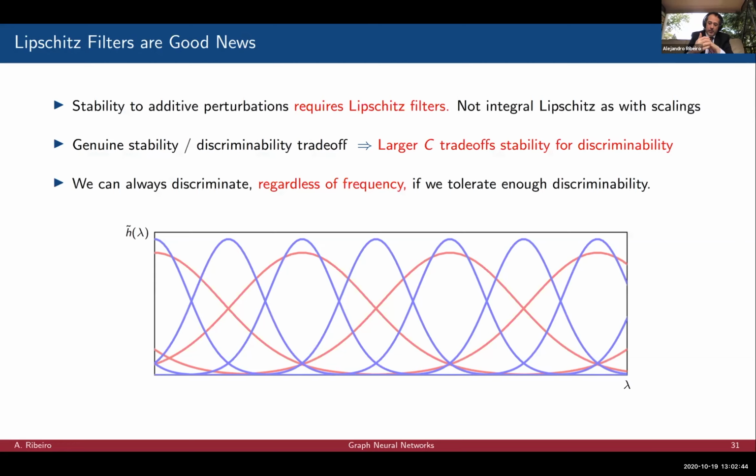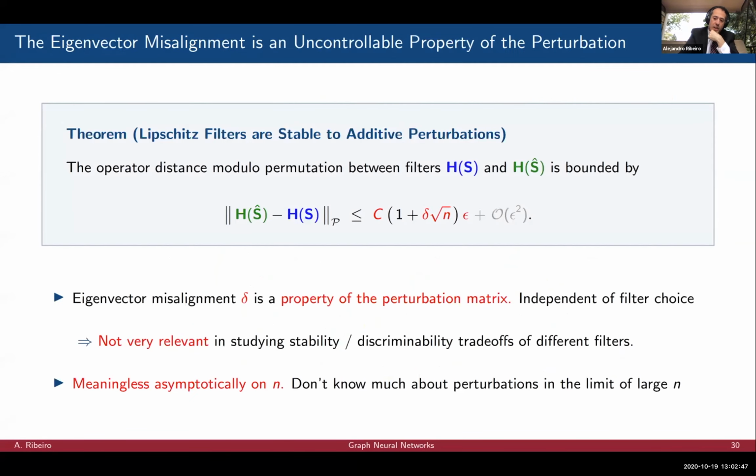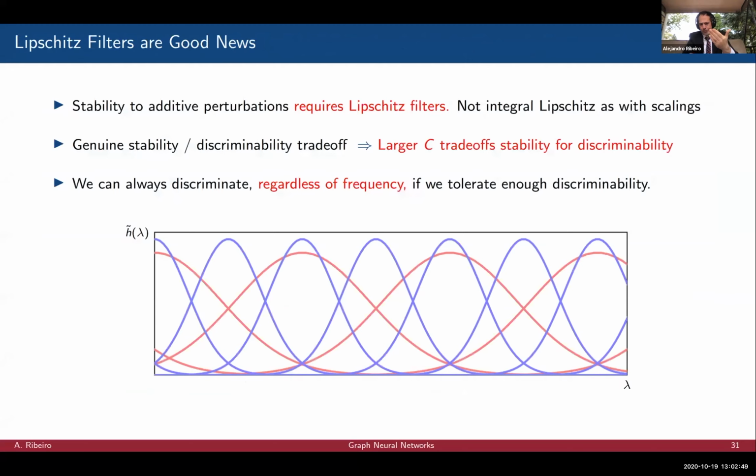Okay, so let's. By the way, right? I'm still not talking about GNNs. I'm still talking about graph filters. A very important property here is that I am restricting the filters to be Lipschitz, and Lipschitz filters are good news because they offer a genuine stability versus discriminability trade-off. If you want your filters to be more discriminative, you make them thinner. In making your filters thinner, you are going to be increasing your Lipschitz constant. But anyway, so you have this trade-off, and this trade-off holds regardless of frequency.